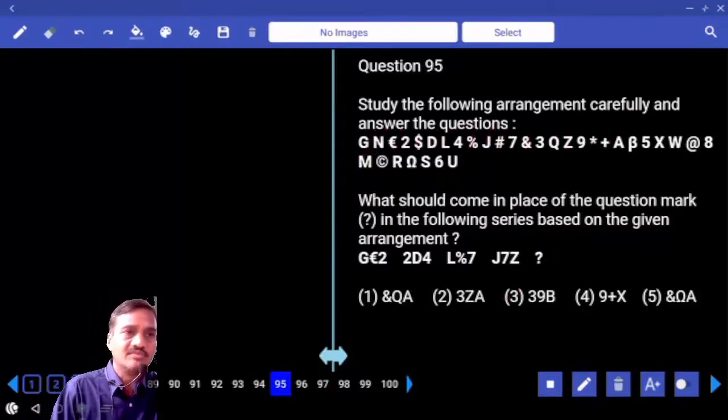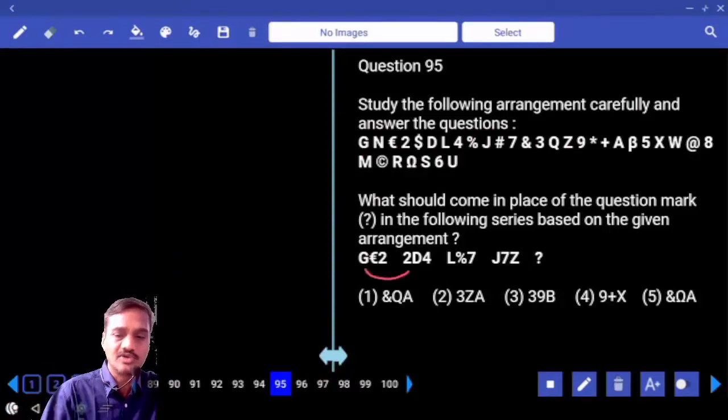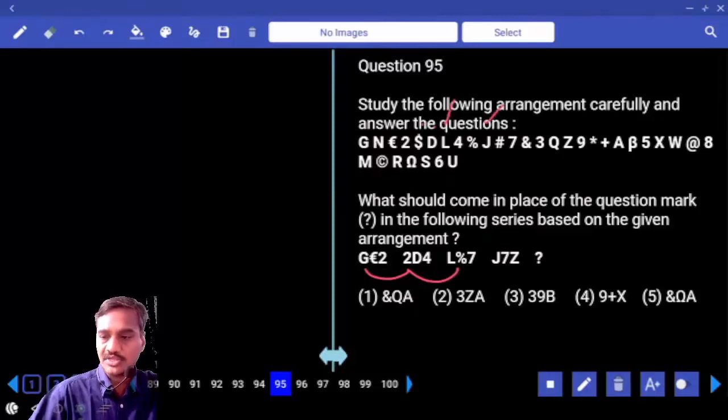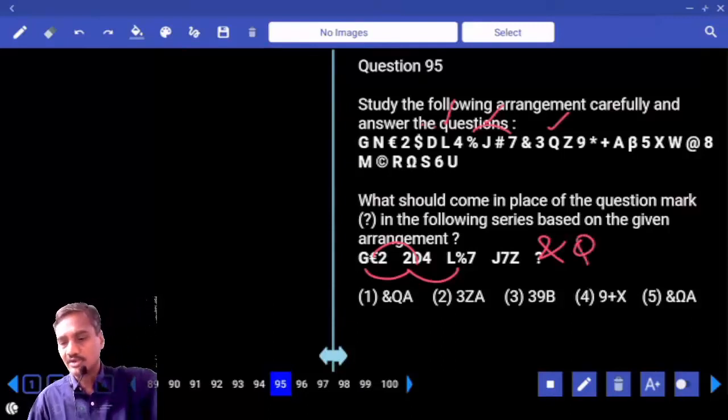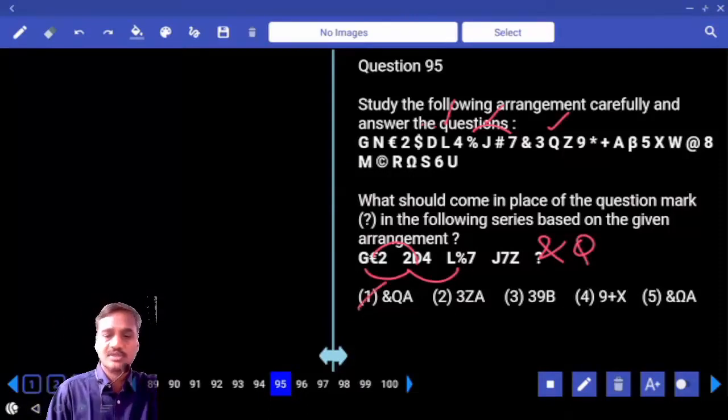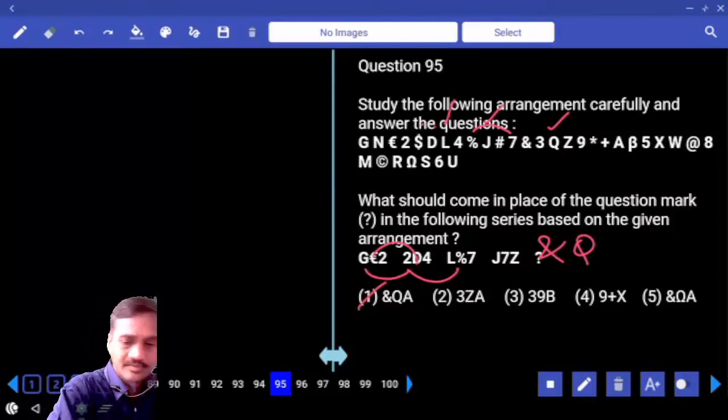And in this 95 series, now G and 2. G and 2, how many elements are we going forward? Plus 3. 2 and L, 1, 2, 3, plus 3. L and J, 1, 2, 3, plus 3. And 1, 2, 3, the first element we have. And second, Euro and D. Now Euro and D, 1, 2, 3, plus 3. And D and percentage, plus 3. And here again, plus 3, and 1, 2, 3, that is Q. So the answer is choice 1. Only one alone.